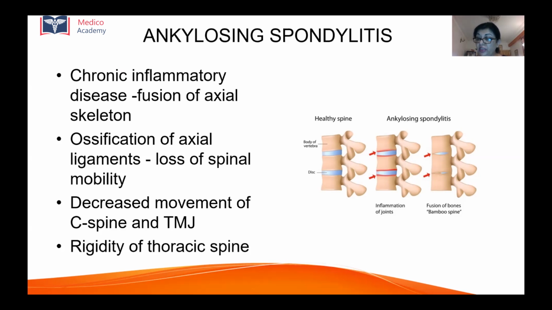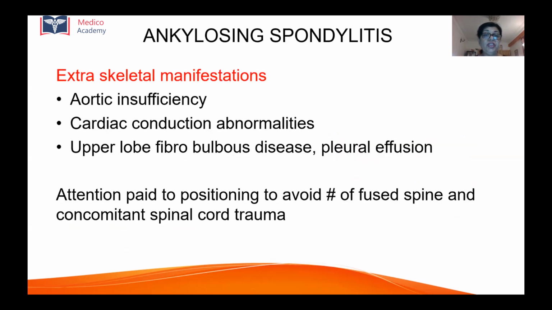Increased rigidity of the thoracic spine in most cases may also necessitate intraoperative controlled mechanical ventilation. Although neuraxial anesthesia is a better alternative to general anesthesia, ossification of the spinal ligaments may make it impossible. The extraskeletal manifestations of ankylosing spondylitis may be aortic insufficiency, cardiac conduction abnormalities, upper lobe fibrobullous disease, and pleural effusion. Strict attention should be paid to positioning to avoid fracture of the fused spine and concomitant spinal cord trauma.